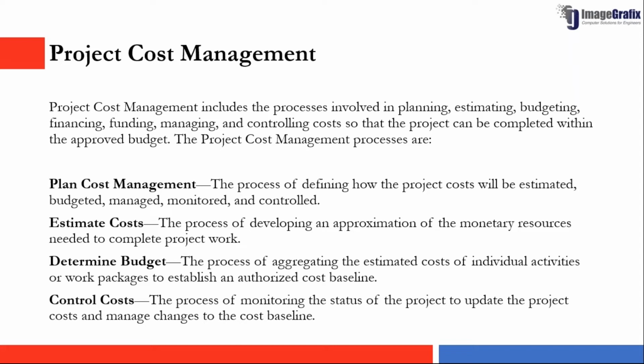Then controlling the cost. Once you have determined the budget and start the project, we will be accumulating the actuals. Once we start accumulating the actuals, we need to identify how we are doing in terms of cost: what is the budget versus actuals, what are the cost overruns, why they are happening, what is our forecast, and how the changes are happening in your project.